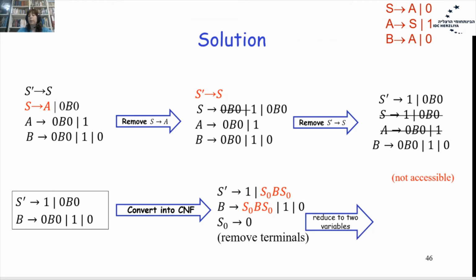S derives 1 or S0 B S0. B derives S0 B S0 1 or 0. S0 derives a single 0.